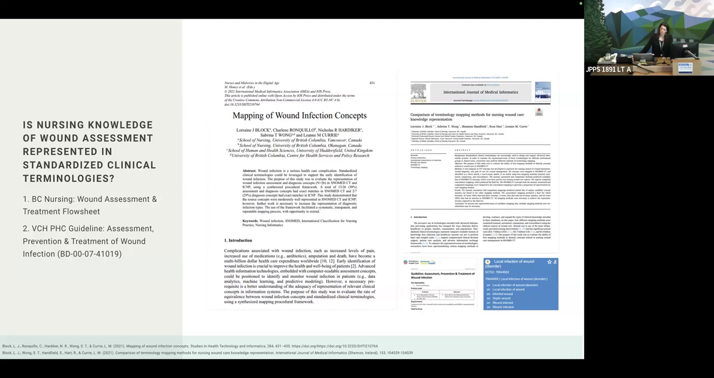So one of the starting points that we asked is, is nursing wound care well represented in these coding sets? Has anybody here heard of SNOMED CT? Some people have. So we wanted to explore SNOMED CT, this big international code set of clinical terms and codes that we use for various other things as well: interoperability, reporting, and as a building block for AI.